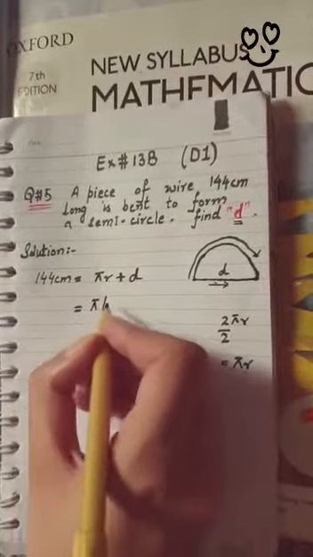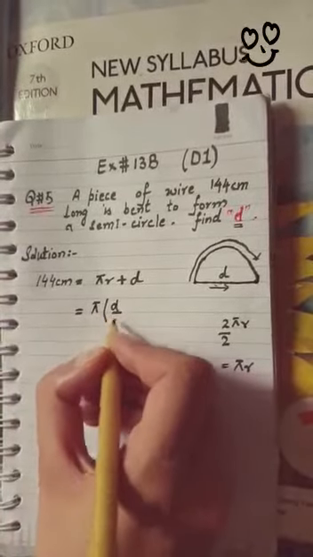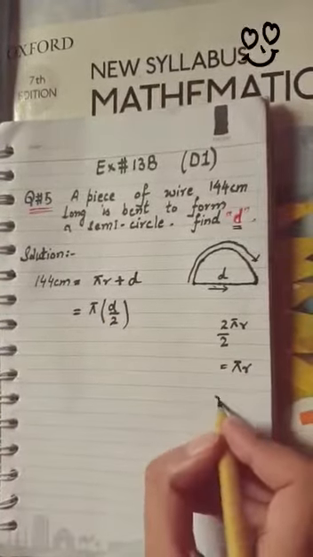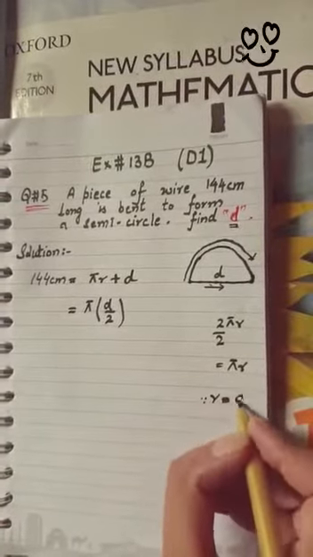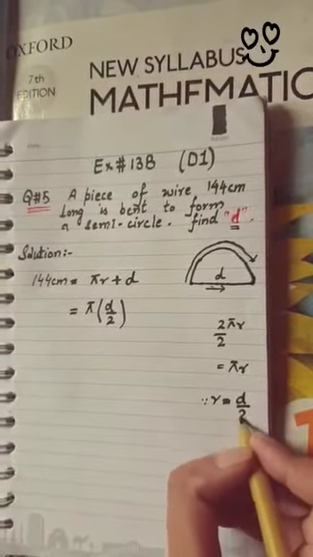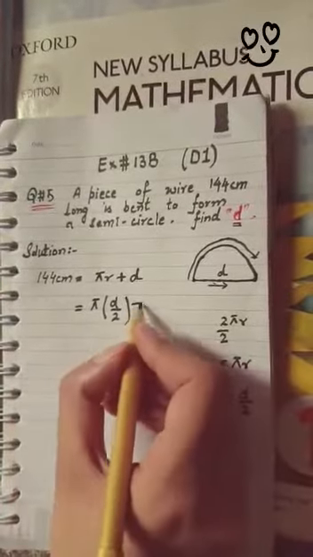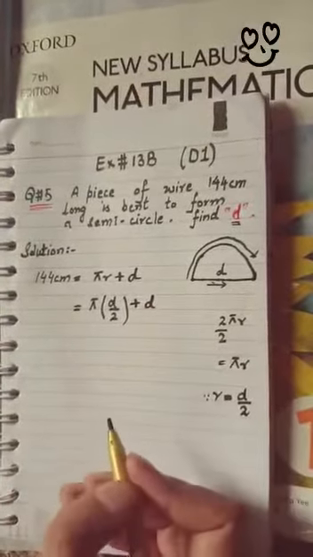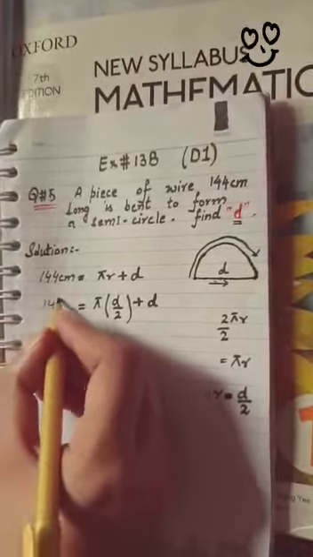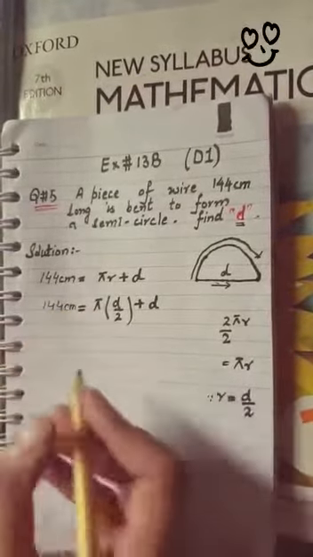Now pi will be as it is. Can I replace radius with d by 2? As we know that our radius is equal to half of the diameter, so I have just replaced the value of radius, plus d as it is. Now what will we do? We will replace all the values.